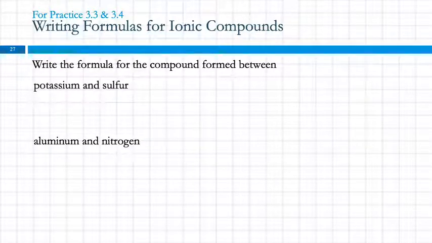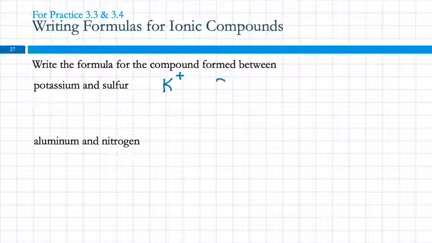So let's look at some examples here. We're asked to write the formula for the compound formed between potassium and sulfur. The first thing we have to do is write the formulas for these ions with their charges. So we need to know the symbol for potassium. Well, the symbol is K, and the charge is plus one. How do we know it's plus one? It's in group 1. All of the metals in group 1 make plus 1 ions. In group 2, plus 2. In group 3, plus 3. Isn't that nice?